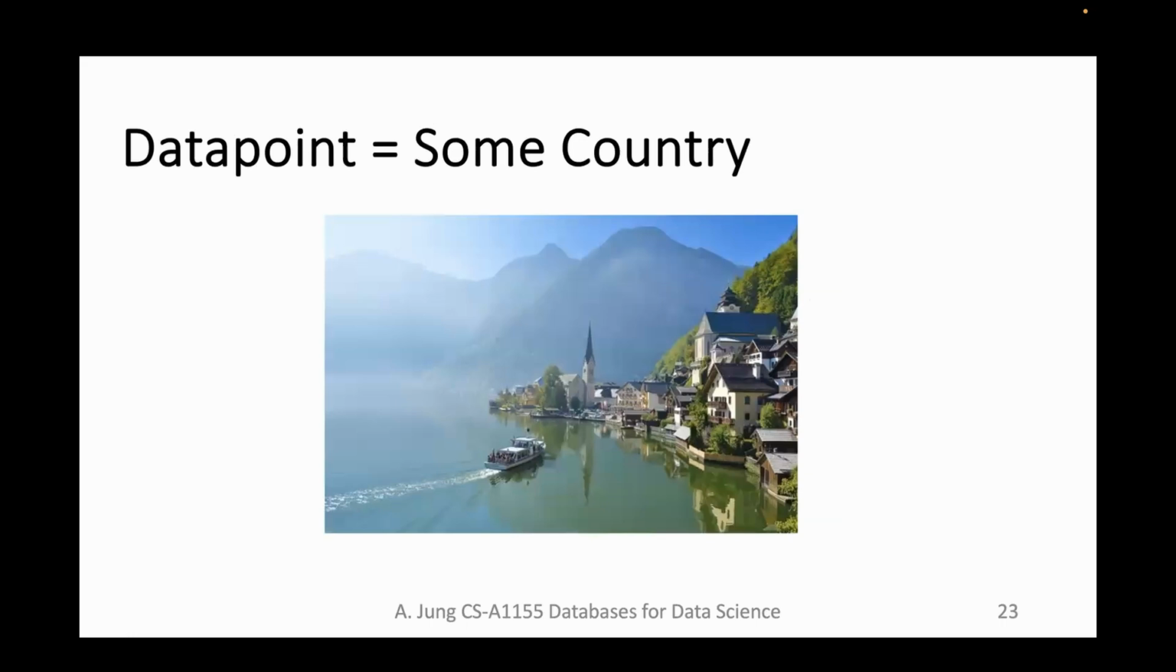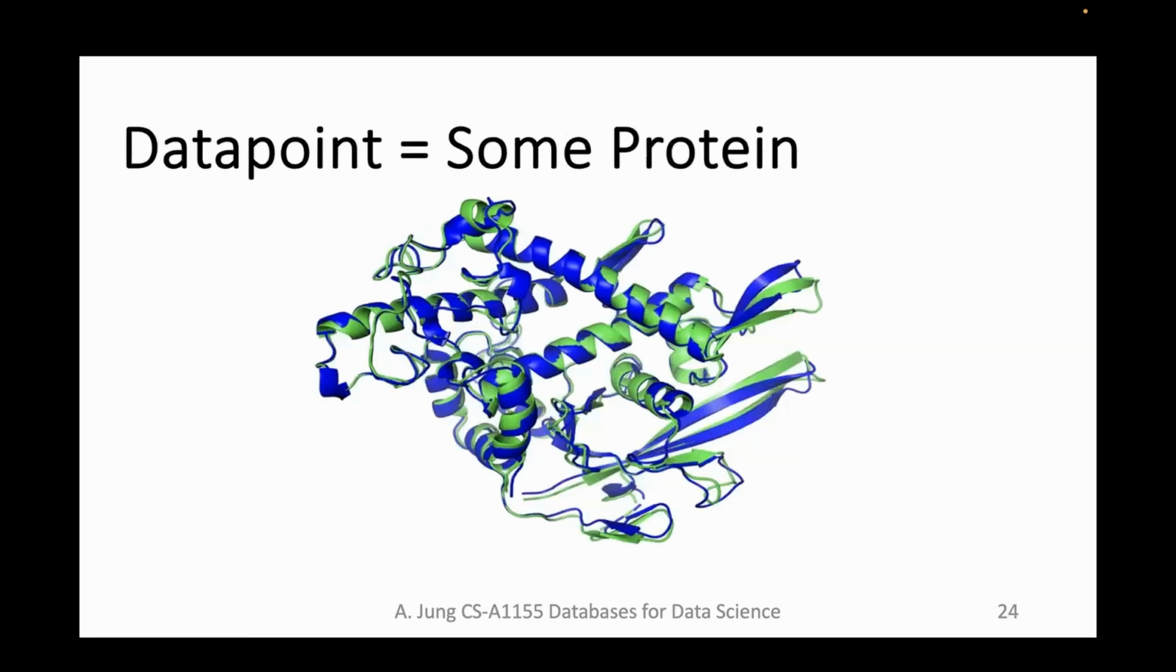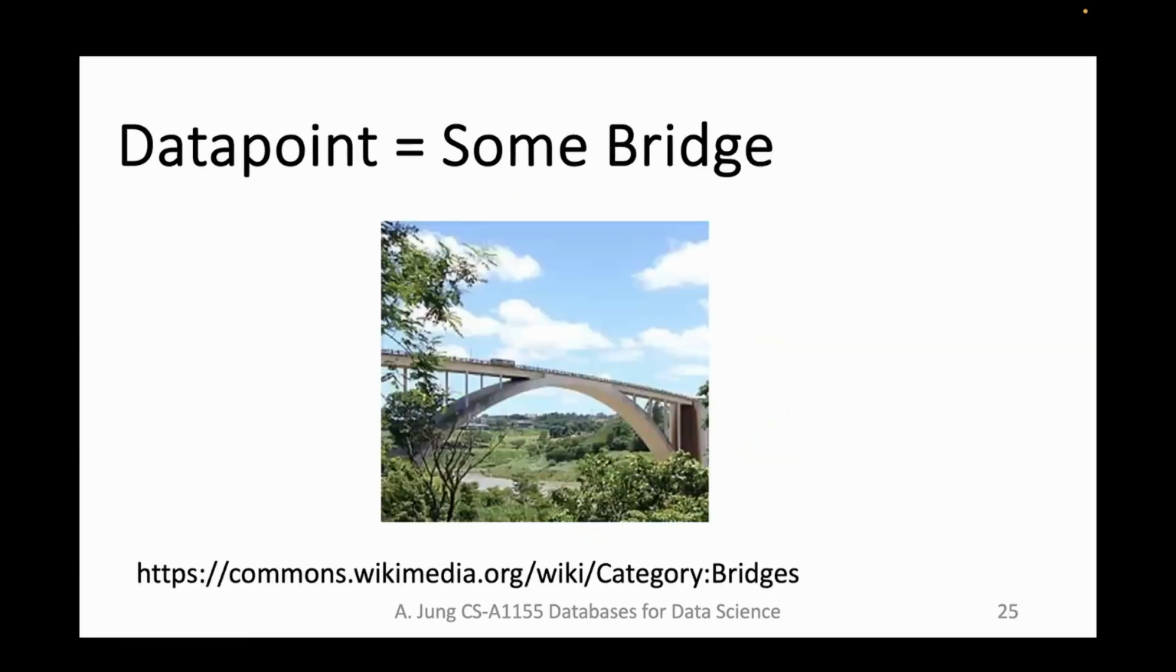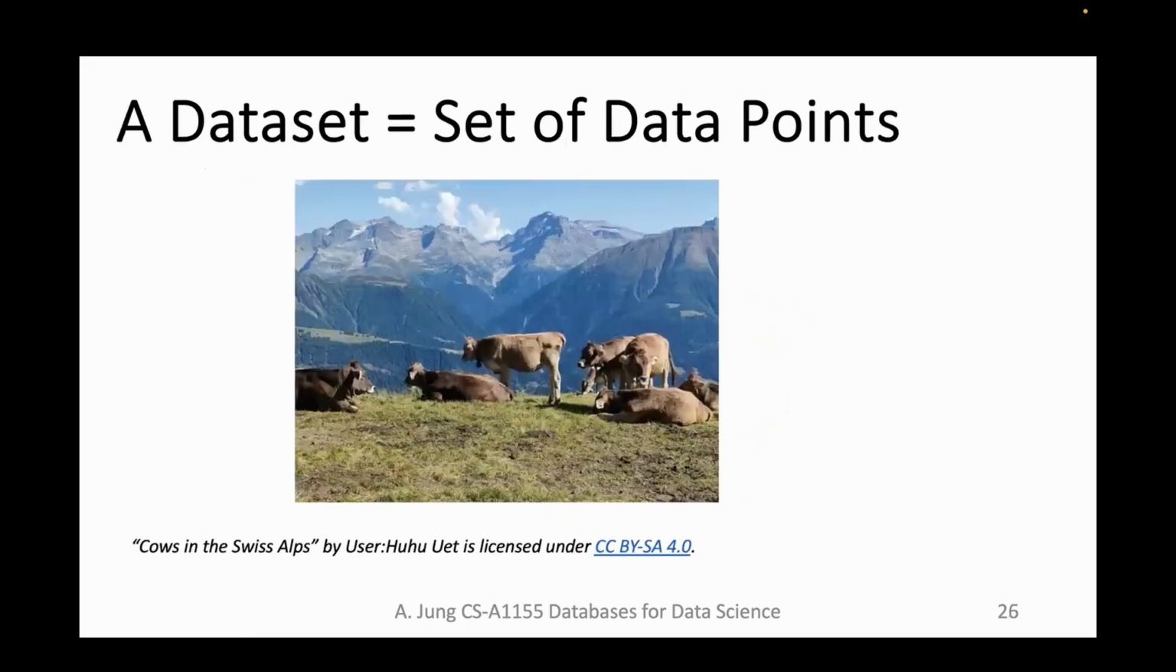A data point could be an entire country. So this is a place in Austria, in my home country, and we use all kinds of properties of Austria to learn something about it. Or a data point could be a protein. A data point could be a bridge, some technical construction, and we would like to know, for example, how long will it hold, or will it be safe to use it? So in the end, a data point is just some object that carries information.